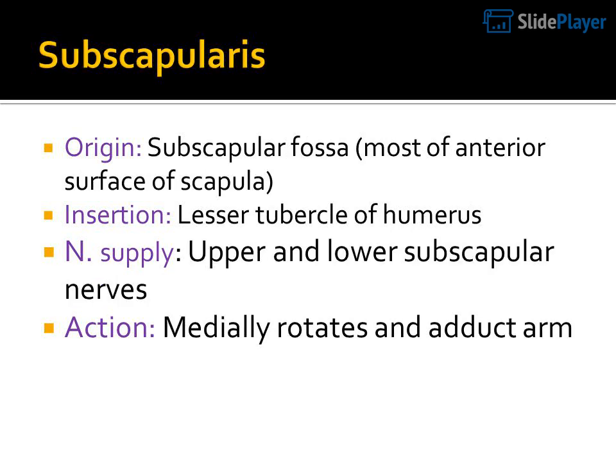Subscapularis, end supply: upper and lower subscapular nerves. Origin: subscapular fossa, most of anterior surface of scapula. Insertion: lesser tubercle of humerus. End supply: upper and lower subscapular nerves. Action: medially rotates and adducts arm.